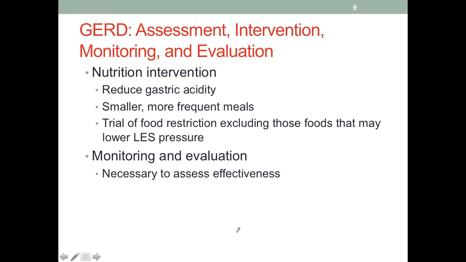We've already discussed some of the nutrition interventions like reducing gastric acidity and changing the eating strategy to smaller, more frequent meals. Another important intervention is to have the patient do a trial and elimination routine. This allows the patient to be conscious and observe what food or beverage items are associated with their GERD symptoms. Once identified, they can exclude those items from their diet.